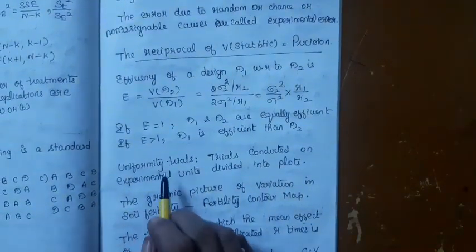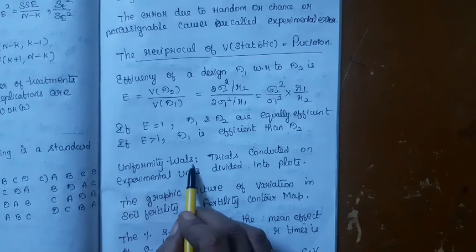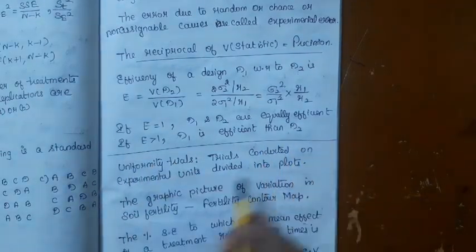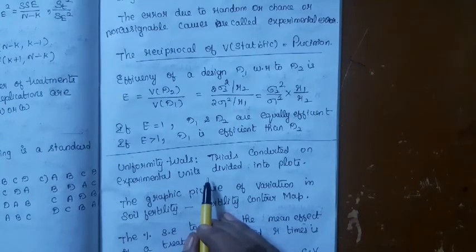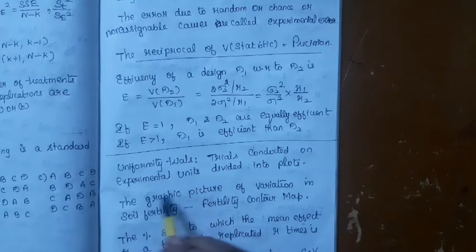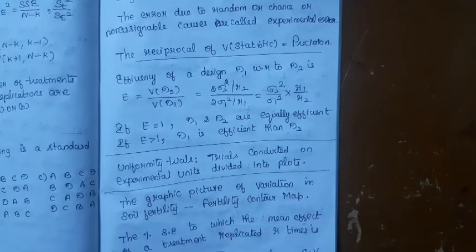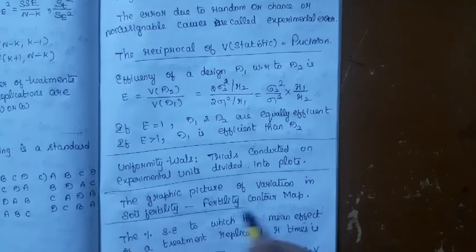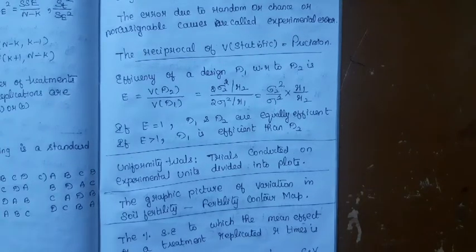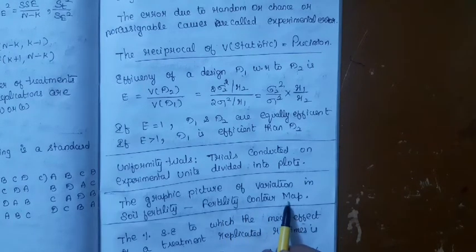Okay. Right. Uniformity trials. You perform the trials on the experimental units which are divided into homogeneous plots. They are called uniformity trials. This is done to improve the efficiency of the design, and this gives a graphic picture of the variation in soil fertility. And this graphic picture is called a fertility contour map.